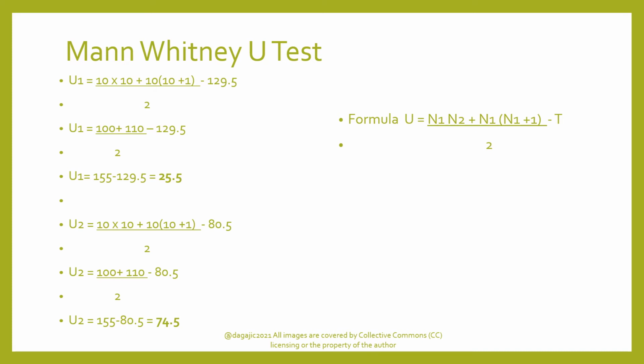100 plus 110 is 210. Divided by 2 is 155. Minus 129.5 gives us a U1 value of 25.5. We then do exactly the same for U2, but this time we use the sum of ranks of 80.5. And 155 minus 80.5 is 74.5.